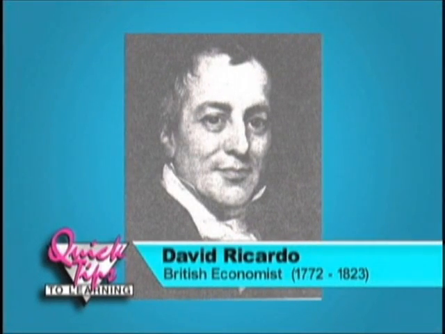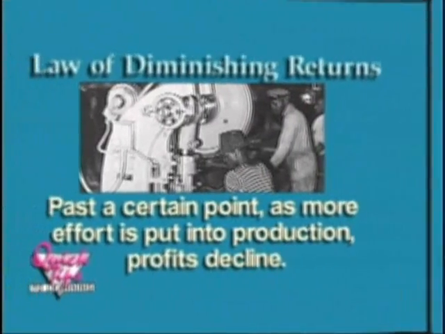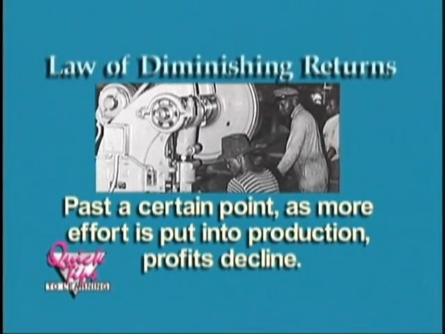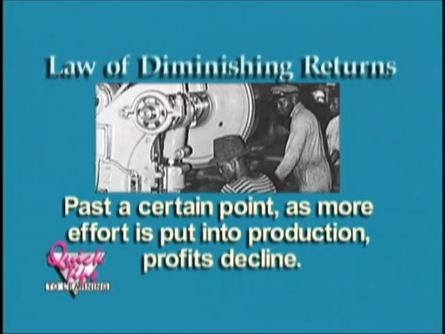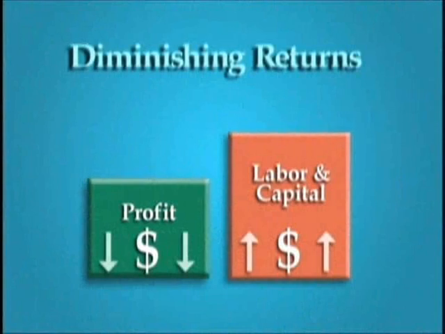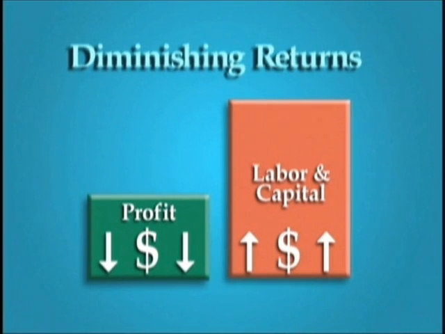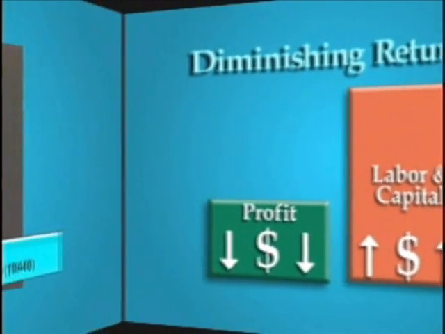David Ricardo contributed the notion of diminishing returns, which holds that past a certain point, as more labor and capital are put towards producing something, profits will steadily decline. For example, producing 10 widgets might cost 10 cents each, but the 11th widget would cost 12 cents if you had to keep your people overtime to make it.